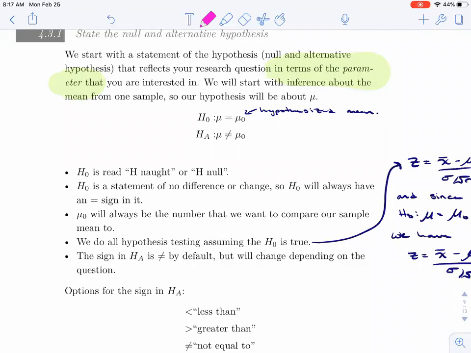And then your alternative hypothesis is going to be about the same thing. So if you have a mu here, you have a mu here. Right? And if you have a mu naught here, you have a mu naught here. The only thing that changes is the sign in the alternative hypothesis. And I'll make a note of that.